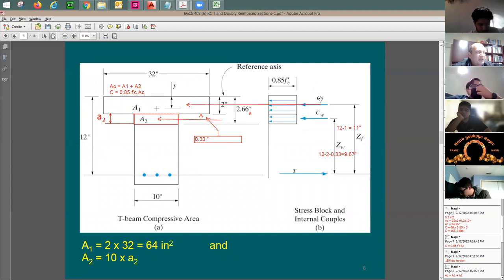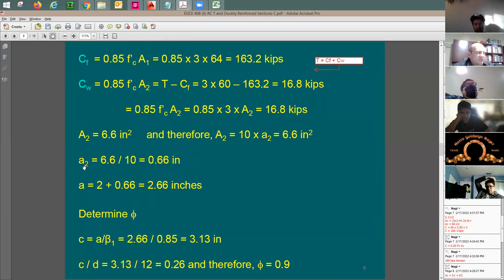The compression force through the flange is going to be equal to b, the width, times a, the depth, or this is going to be h_f, if you like, times 0.85 f'c. And the force in the web is going to be equal to a_2, lowercase, times b_w, multiplied by the same stress, 0.85 f'c. If I have the tension force as a numerical value, and compression one and compression two, the first one is a numerical value in the flange, and the second one I have in terms of a_2. It means I can solve all of that and just solve for a_2. That's exactly what we have done. All of the steps here are just to find this a_2.